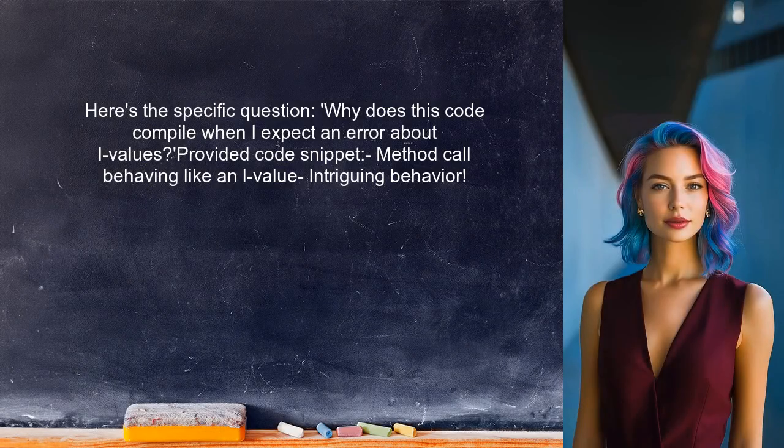Let's take a closer look at the specific question that sparked this discussion. One user asked, "Why does this code compile when I expect an error about L values?" They provided a code snippet where a method call seems to behave like an L value, which is definitely intriguing. Sound familiar? Let's explore this together.